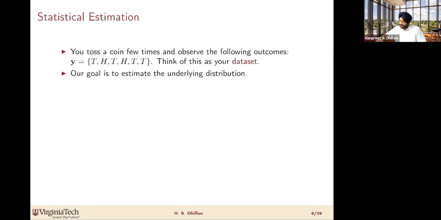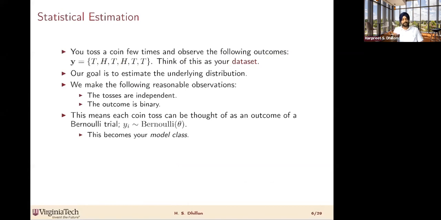The first step is to set up the problem, which means we have to make some reasonable observations here. Let's say we assume that the tosses are independent and the outcome is binary, very reasonable for this experiment. This means that each coin toss can be thought of as an outcome of a Bernoulli trial, so y_i is sampled from Bernoulli with parameter theta. The moment you make that assumption, that becomes your hypothesis class or model class. I wanted to make that connection with what we discussed last time as well. So this becomes your model class, the class within which we will be searching.